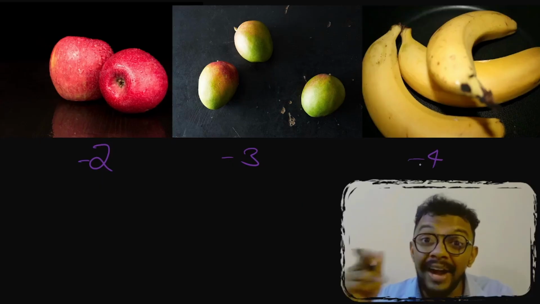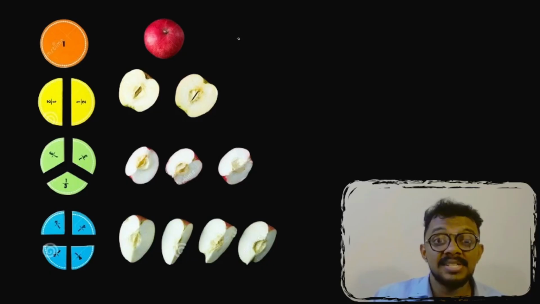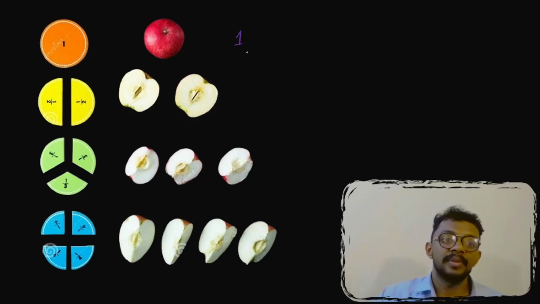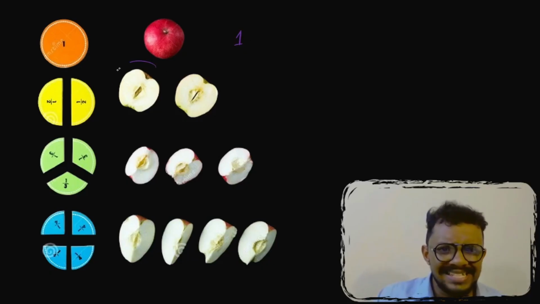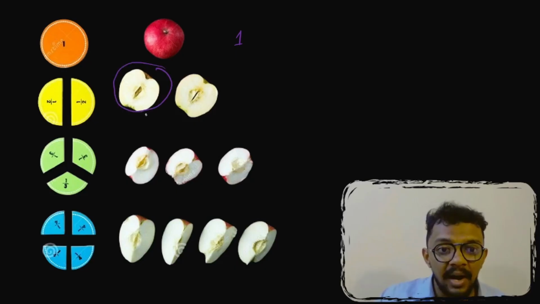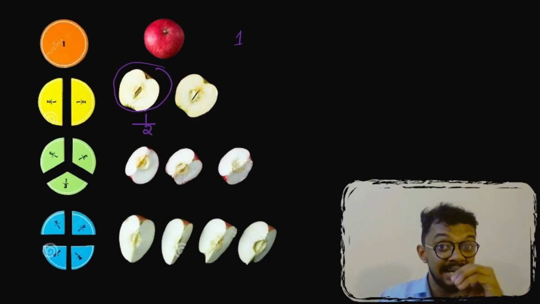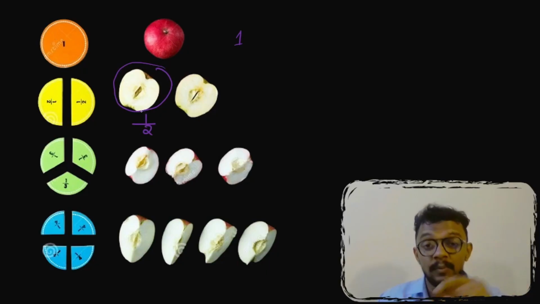Well, what about fractions? Let's look at that. How many apples are there in the first case? Of course, the answer is 1. What about this apple? How many apples are there in a single case? That one apple I cut into two equal parts, and one of them is called 1 by 2 apple. I am cutting a single apple into two equal parts and taking one of them.